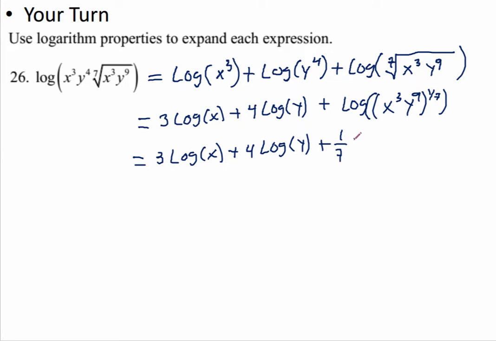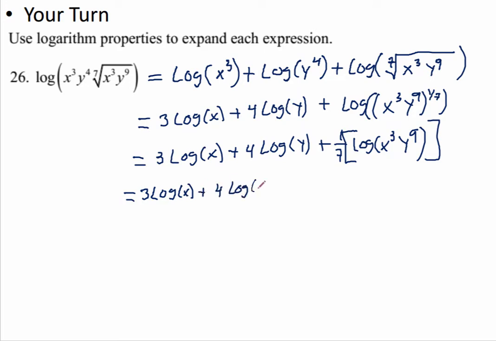Log of x cubed y to the 9th. Okay, now I can break up that sum. Now be careful though, because when you break up that sum, you've got to put some sort of grouping symbols here to make sure that 1/7 stays in contact with all that, because notice it's 1/7 times that sum, all right? That product turned into a sum via our logarithm properties. So that's 3 log of x plus 4 log of y plus 1/7 times, and now I'm going to go a little faster here.